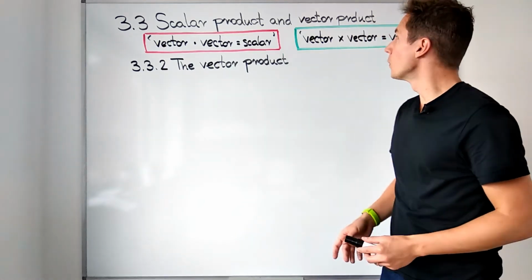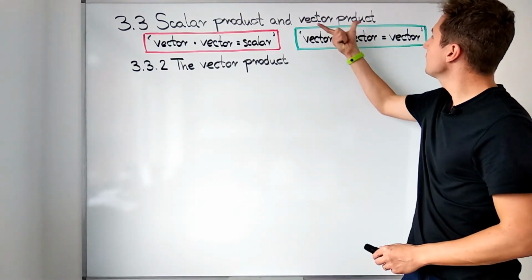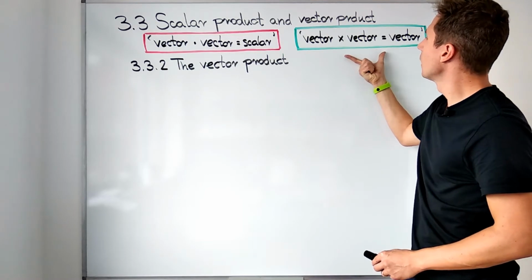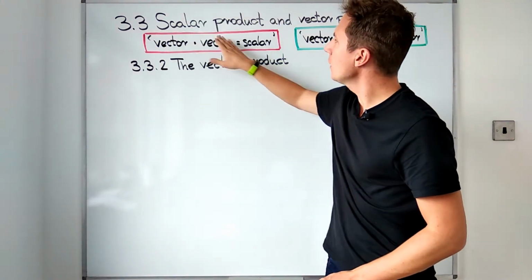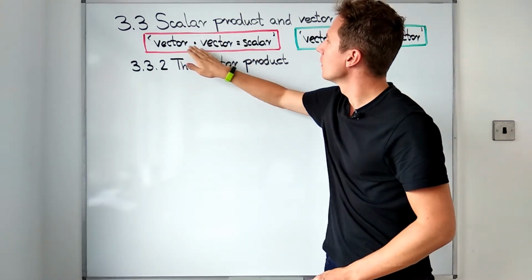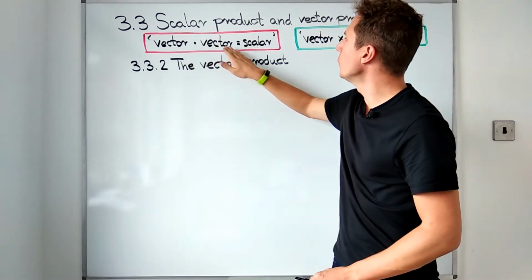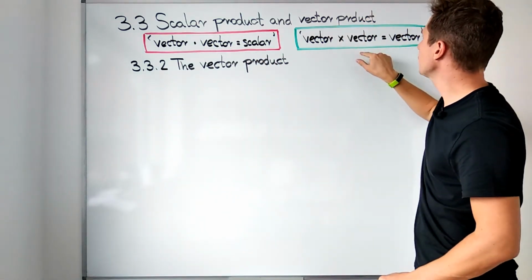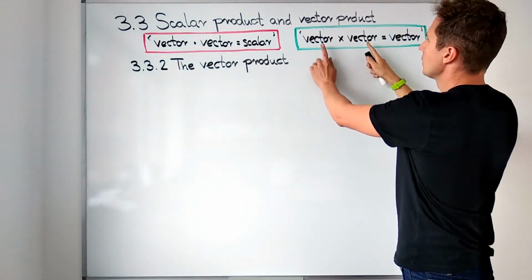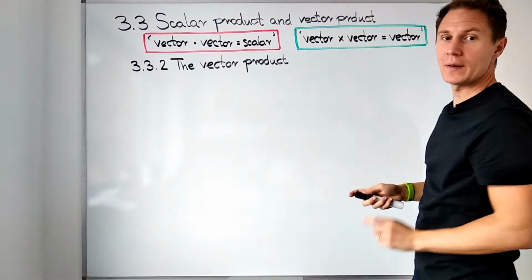In this video, we'll consider the vector product of two vectors. Let me remind you that in the previous video, we studied the scalar product of two vectors, giving us as a product of two vectors a scalar, a number. Now, in the case of the vector product, we'll take two vectors, multiply them, and we'll get a vector.